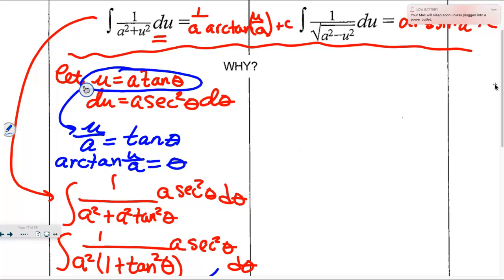So what I want you guys to do is write down, let u equal. So we're going to take our function u. You guys are being a little bit disrespectful, but I'll take it for today.